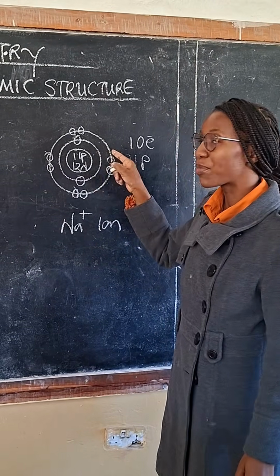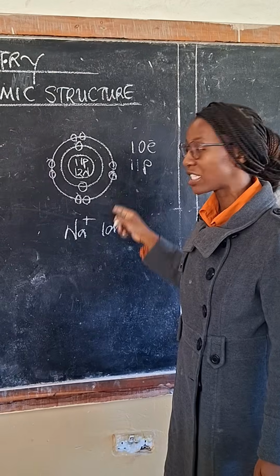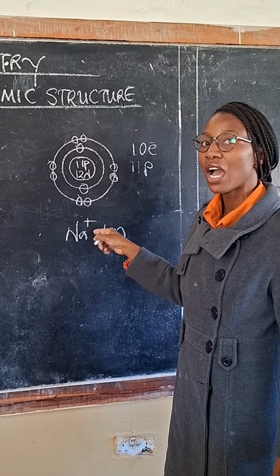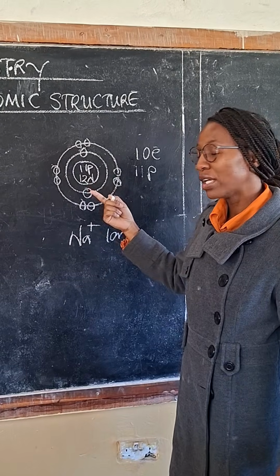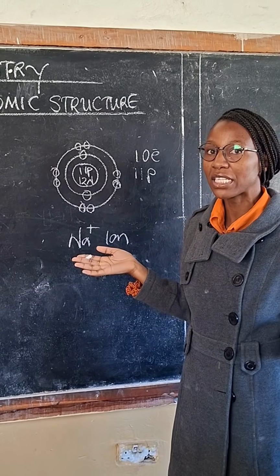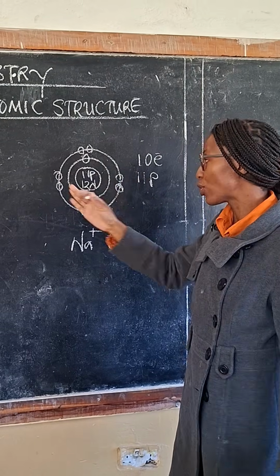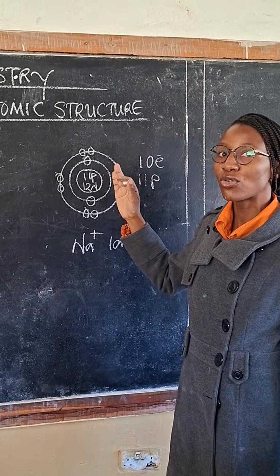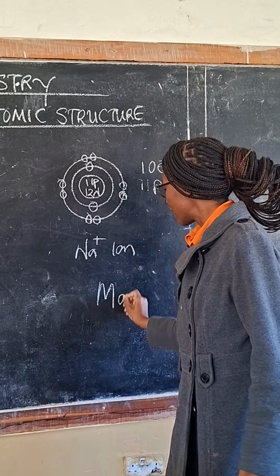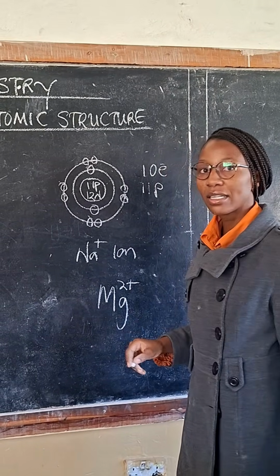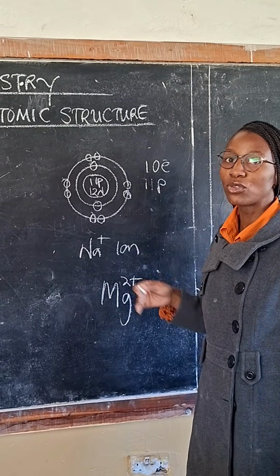So we see that the protons are more by 1, and we know that they are positively charged. That's why it becomes a positive ion. It is because the protons become more. If, for example, we are dealing with magnesium, it was going to lose 2 electrons, then it was going to have 2 extra protons, making it a magnesium ion with a 2+. Because it would have 2 more protons while it has lost 2 electrons.